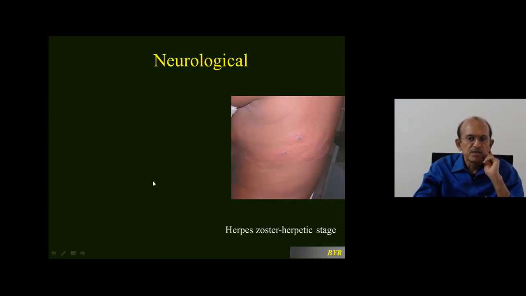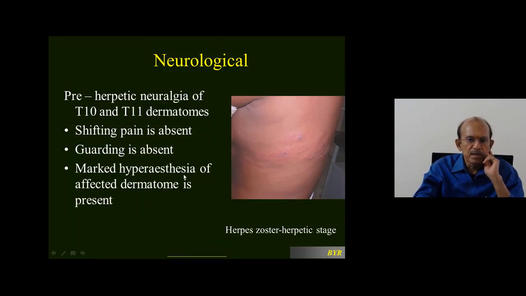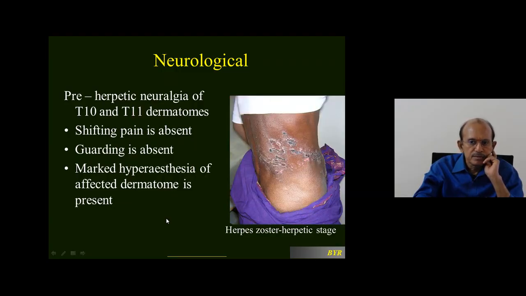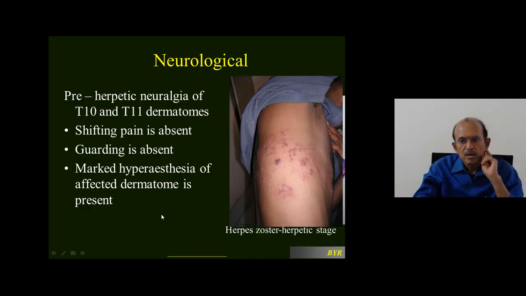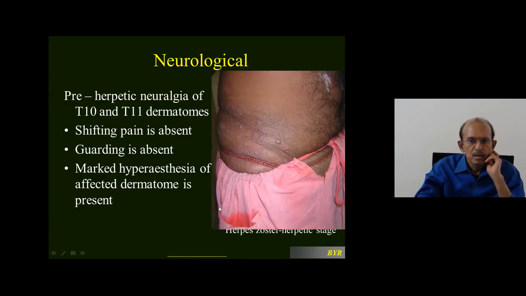Neurological: herpes zoster. In the preherpetic stage, it sometimes produces severe burning pain in the right iliac fossa if it involves the T10 and T11 dermatomes. Shifting pain is absent, guarding is absent, and marked hyperesthesia of the affected dermatome is present. Of course, this is all in the herpetic stages. In the preherpetic stage, when you examine, there is no finding except hyperesthesia. So especially in this region, if there is herpes zoster infection, the patient will complain of pain in the right iliac fossa.